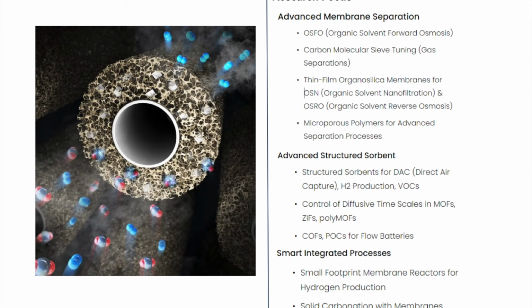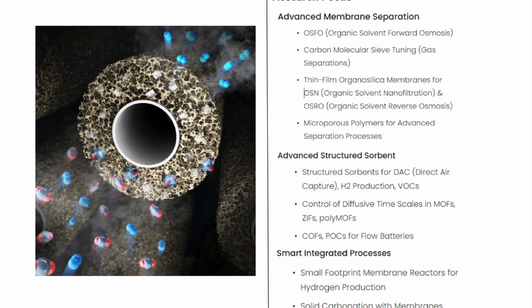So we currently have a lot of projects going on in each of the fields. As you have seen, we have around 13 students stationed at KAIST, and each of us is handling more than 1 or 2 projects. In the first category, advanced membrane separations, we are trying to separate solvents or gases using technologies such as organic solvent forward osmosis, OSFO, or reverse osmosis, RO, or OSN, organic solvent nanofiltration.